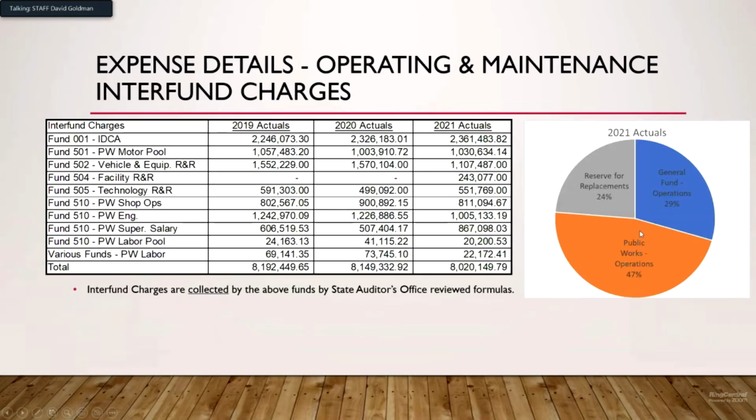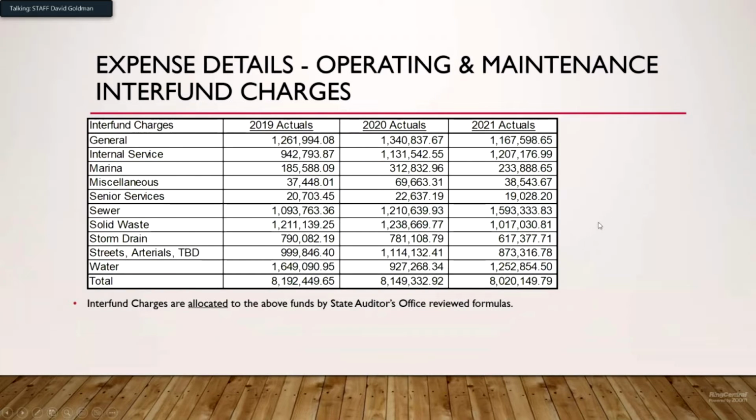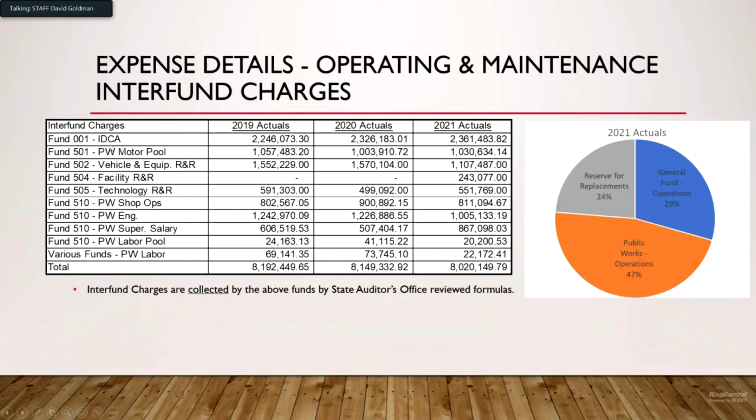The next slide, I think, I put how it works, like where these funds are going towards. So these are the charges for the different funds that we have, and this is the reason for the charges. And I pulled, for example, the reserve for replacements together. So we have a vehicle and equipment reserve for replacement. We have a facility reserve for replacement and a technology reserve for replacement internal service fund. I added those together and it makes up about 24% of the column.